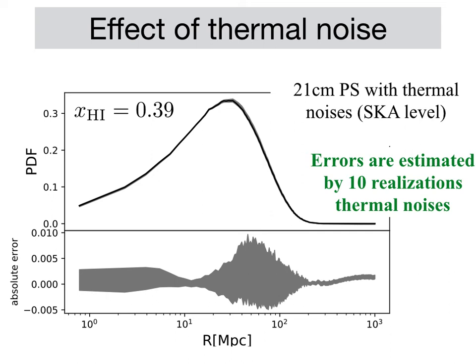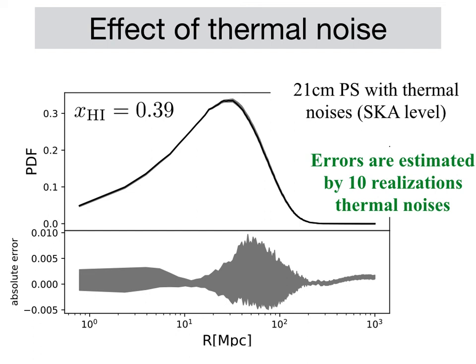Next, we include thermal noise in the input 21 cm power spectrum. We compute 10 realizations of thermal noise and try to recover the size distribution. And as observational noise, we assume the future observatory SKA. Here, the black solid line shows the bubble size distribution obtained from the 21 cm 3D image directly. And the gray shaded region is the bubble size distribution recovered by the ANN with the noisy 21 cm power spectrum.